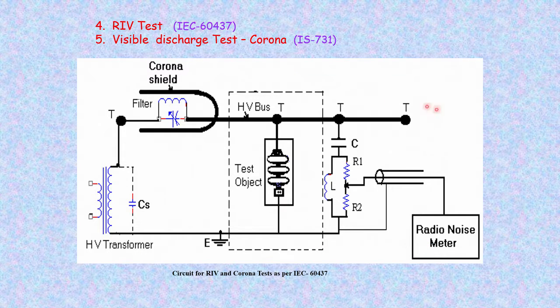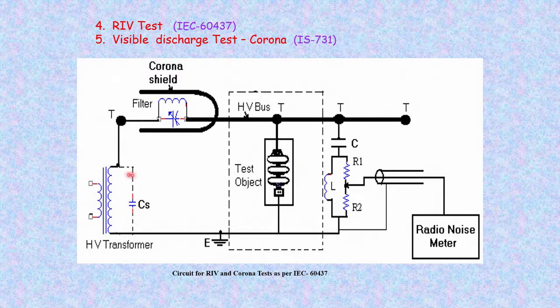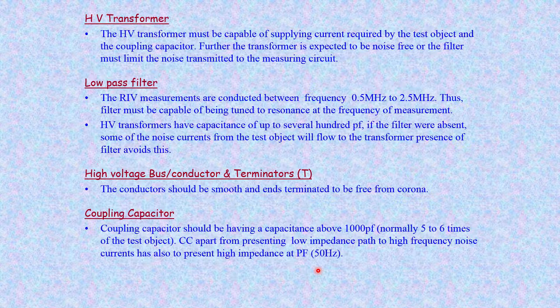So, this is the basic measuring circuit for RIV, and a similar arrangement is made for the corona, where the entire laboratory is made dark so that no ambient light is available. Then the voltage level is increased from a lower value until the inception of the discharges on the sample, and the extinction is also noted. This is how the visible discharge test is done. So, what are the important components of the circuit shown here, what is their importance, and how should the components be tuned for the RIV test.